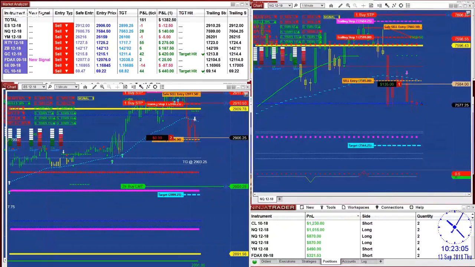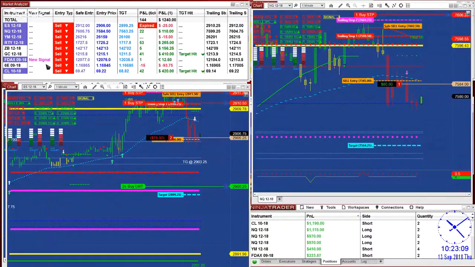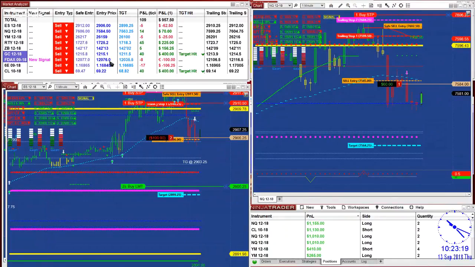YM, let me see YM. New signal on the DAX, 207.6.0, the target 0.355. So let's look at it. There's a new target here. It gives you the new signal. There is a sound, but I turned off the sound. I hate sounds.